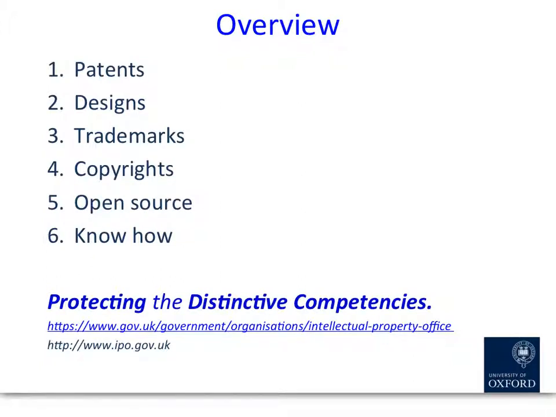In general, there are 6 aspects of how to protect your IP. Firstly, patents, designs, trademarks, copyrights, using open source, and protecting your know-how. Let's have a look in detail how these actually play out.